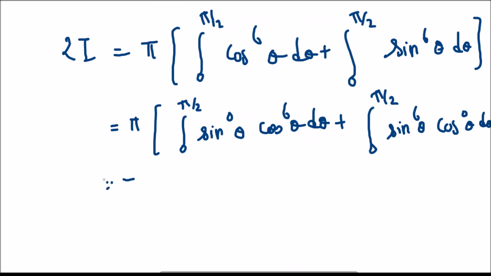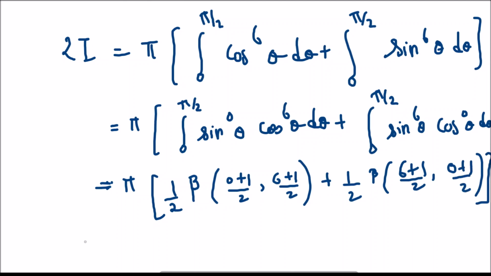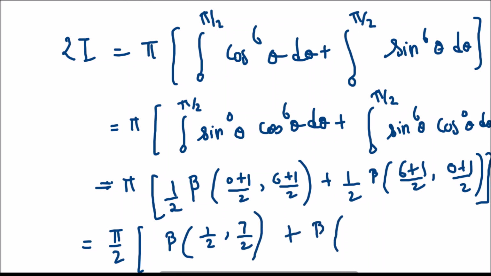Now what is this? This is pi times, what is this? If you remember, this is half of beta of p plus 1 by 2, my p is 0, and q plus 1 by 2, plus half times beta of p plus 1 by 2 comma q plus 1 by 2. That's the third identity I have used. Now I can take out 1 by 2 common, and what is this? This is beta of half comma 7 by 2 plus beta of 7 by 2 comma half.